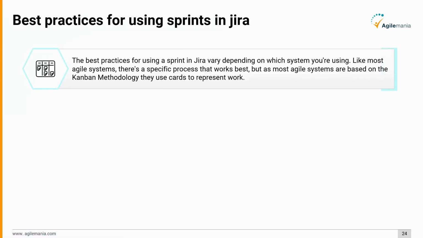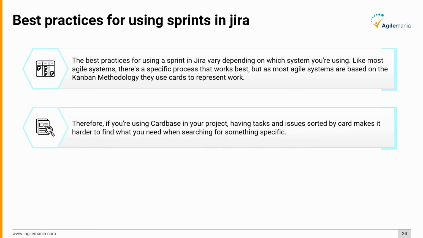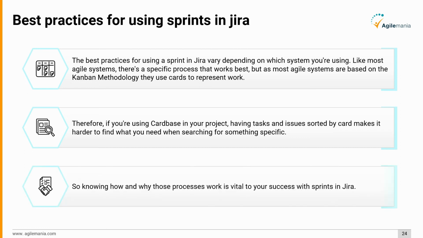The best practices for using a sprint in Jira vary depending on which system you're using. Like most Agile systems, there's a specific process that works best, but as most Agile systems are based on the Kanban methodology, they use cards to represent work. Therefore, if you're using Cardbase in your project, having tasks and issues sorted by card makes it harder to find what you need when searching for something specific. So knowing how and why those processes work is vital to your success with sprints in Jira.